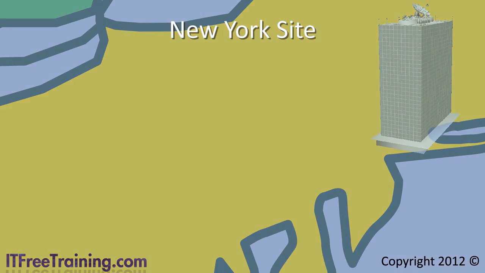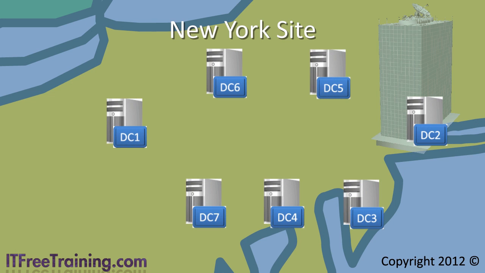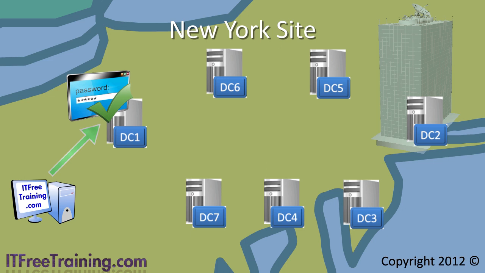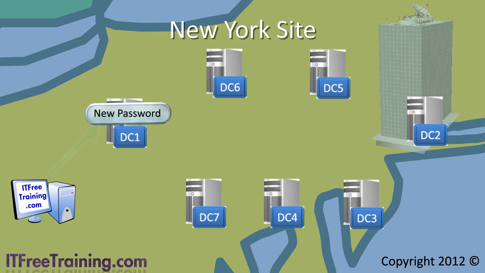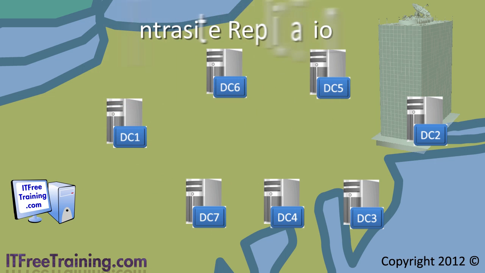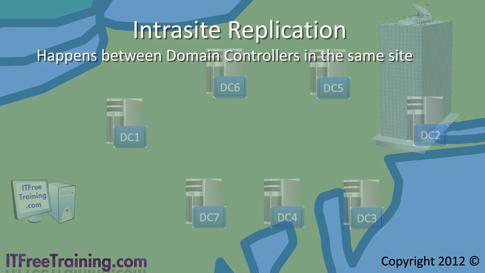In this particular case, let's say the New York site has 7 domain controllers in it. If the client were to log in to the network, they would be authenticated by one of the domain controllers. If the user then changed their password and logged off and logged on a second time, they would be authenticated by a different domain controller. For this reason, you want replication within a site to happen quickly. This type of replication is called intrasite replication. Intrasite replication is replication that happens between domain controllers in the one site.